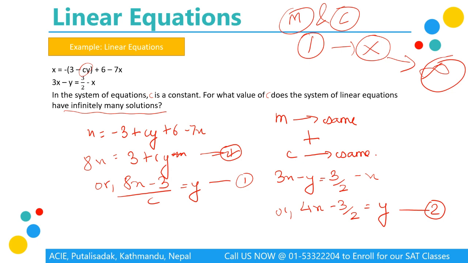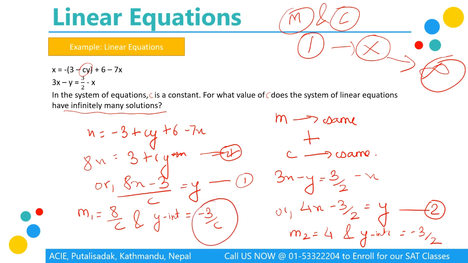Above, we know that the slope of the first equation, m1, is going to be 8 by c, and the y-intercept is going to be minus 3 by c. Over here, we know that the slope is going to be 4 and the y-intercept is going to be minus 3 by 2. Just by comparing the y-intercept itself, we have minus 3 by c and minus 3 by 2. We know that the c value should be 2. Therefore, this is how you solve this question.